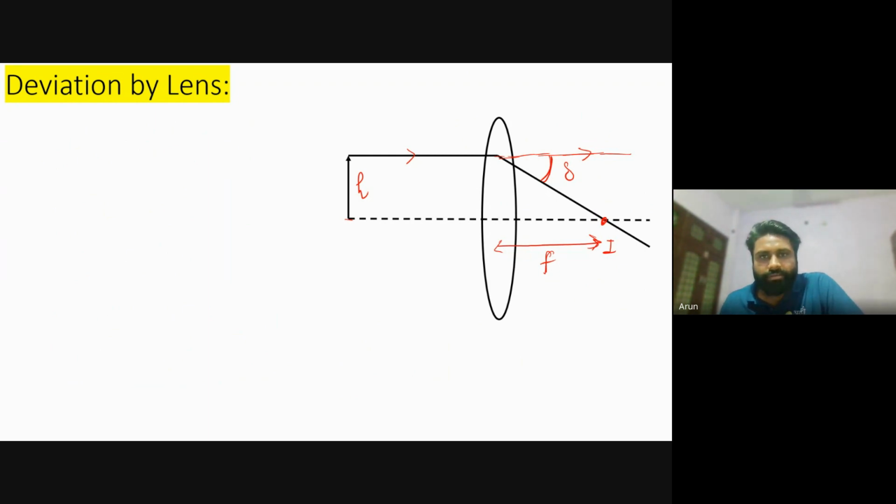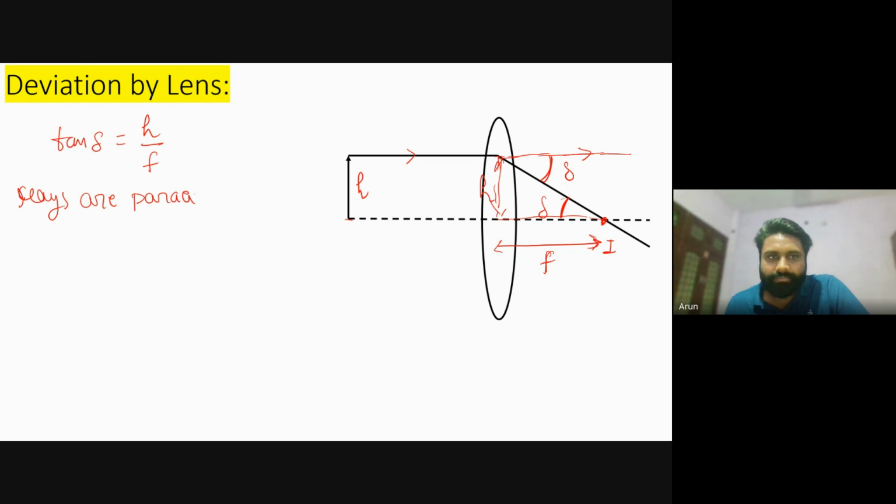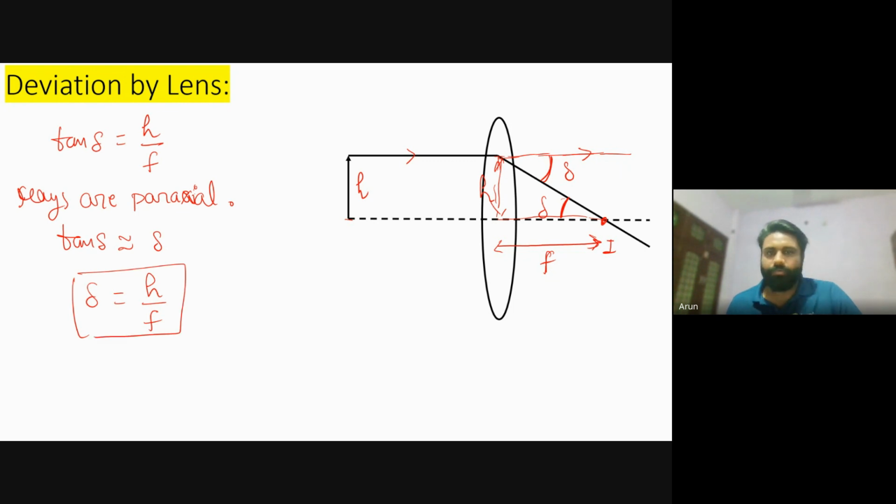If you apply, you will consider this as a triangle. You apply tan delta. The angle here will be delta. So tan delta is nothing but, this distance is h and this distance is f, so perpendicular upon base, h upon f. The rays are paraaxial, so this tan delta is approximated as delta. So delta is equal to h upon f. This is the formula for deviation.